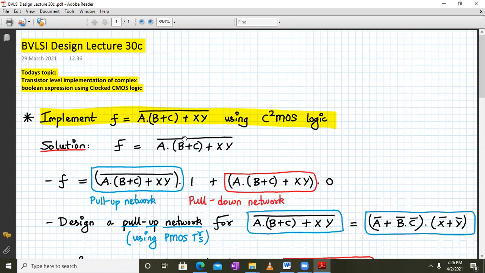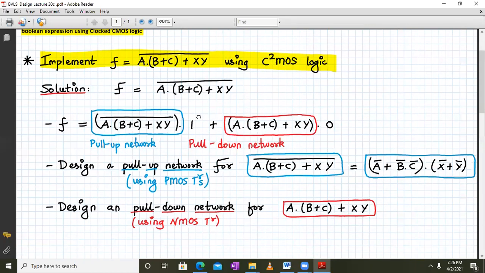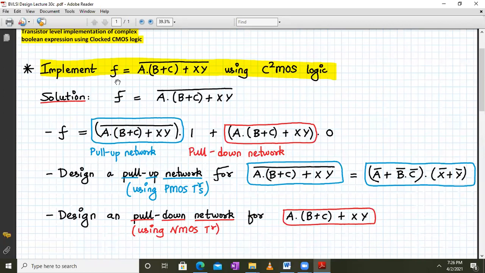Today we are going to implement a complex Boolean expression using a clocked CMOS logic. Okay, so let us start implementing. Our question is: implement f is equal to (a dot b plus c plus x plus y x into y) the whole bar using C square MOS logic.